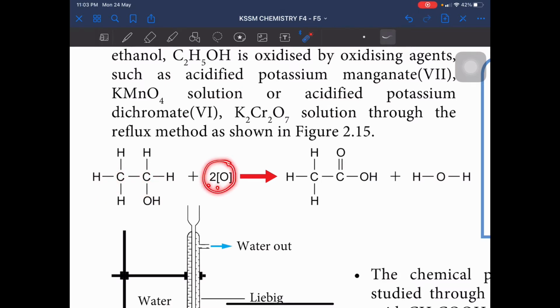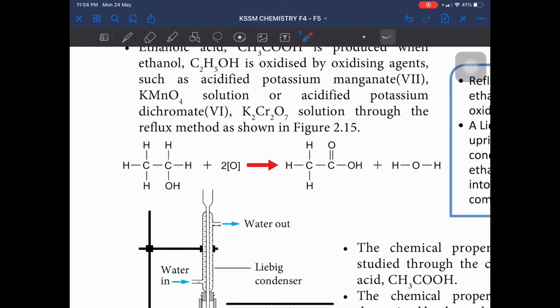This represents the oxidizing agent. I told you already, we do not write KMnO4. We do not write K2Cr2O7 in our equation. We only use O because we need the oxygen only. So, ethanol plus or reacts with oxidizing agent will produce, if you use ethanol, you get ethanoic acid. If you use propanol, you get propanoic acid. Okay? And also a molecule of water.